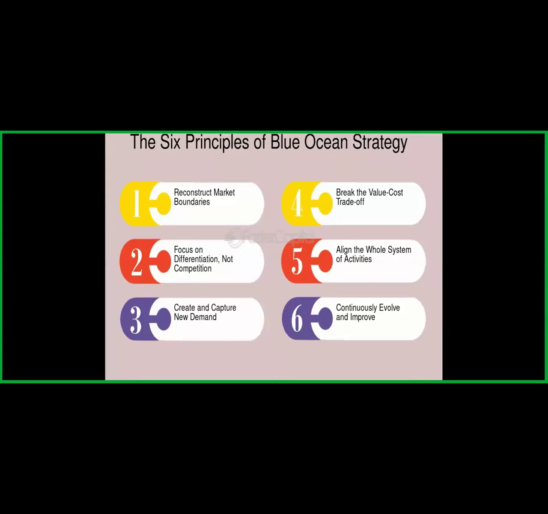Then comes the fourth principle, break the value cost trade-off. How had Jio broken the value cost trade-off? First, they came up with free service, and then they started charging when they were aware that now we are able to attract customers and we have a strong customer base. The pod hotels are also doing the same thing, and Airbnb is also doing the same thing.